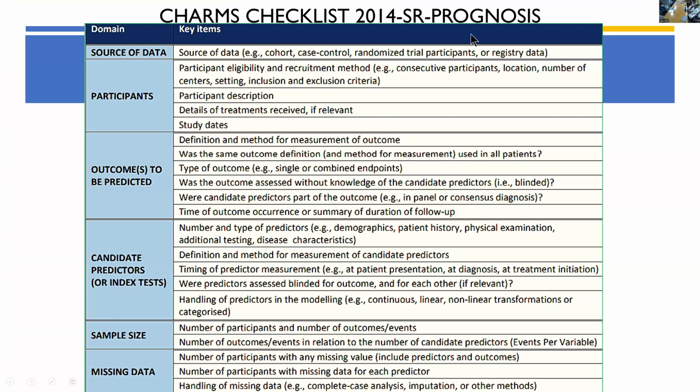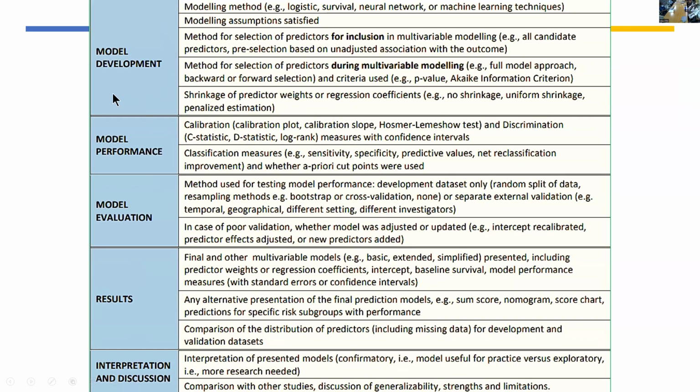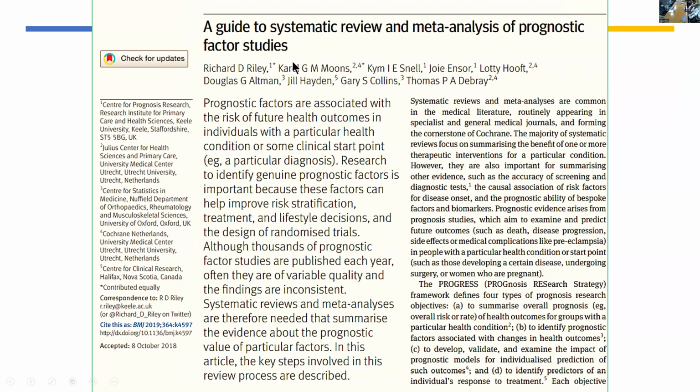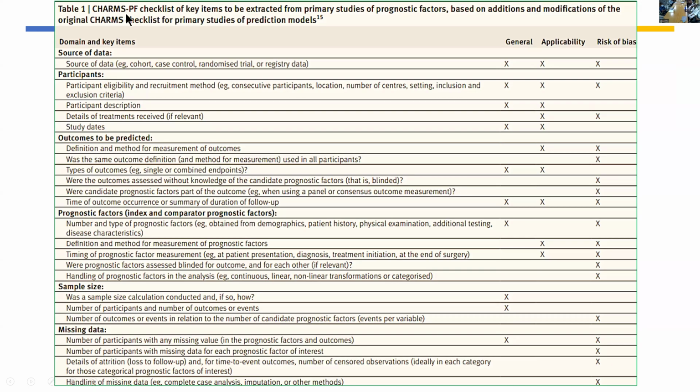So the CHARMS checklist, as I mentioned earlier: participants, outcome, predictor factors, sample size, missing data, how the model was developed, model performance, evaluation, results and discussion. We've already gone through that. And there's another guide for systematic review, how to go about doing a systematic review of prognosis. This was published in 2019 by Richard Riley, Doug Altman, and Thomas Debray and colleagues. So this is a guide on how to do that. There's a CHARMS-PF checklist, which is used for prognostic factors, and there's a CHARMS checklist for prognostic models. So the same kind of checklist is meant to be used.